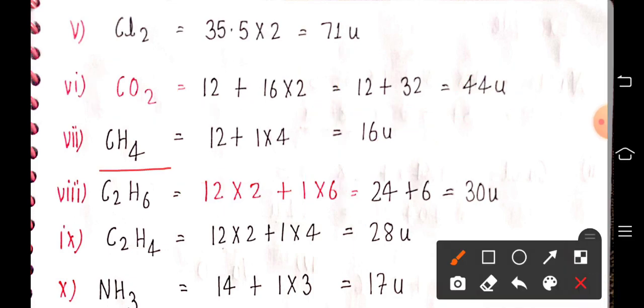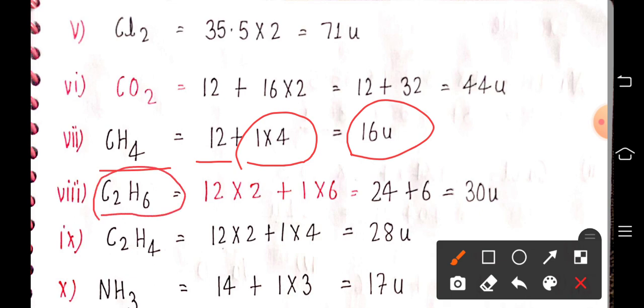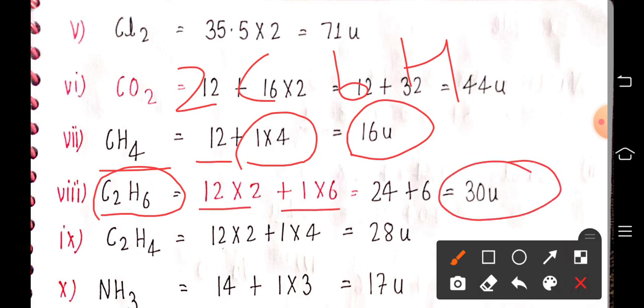Now we see next example. Next is methane. Atomic mass of carbon is equal to 12 and hydrogen is equal to 1. 1 into 4. Total molecular mass of methane is equal to 16 unit. Next is ethane. C2H6. In ethane, 2 atoms of carbon and 6 atoms of hydrogen is involved. 12 into 2 plus 1 into 6 is equal to 30 unit. 30 unit is the molecular mass of ethane. Next is C2H4, ethylene. 12 into 2 plus 1 into 4 is equal to 28 unit. 28 unit is the molecular mass of ethylene.